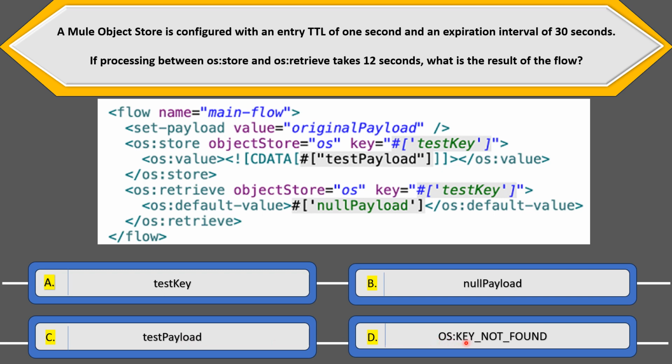And finally, the key not found. So again, this key not found we are never going to receive, because we are setting the default value as null payload. Which means either we can receive null payload or we can receive test payload.